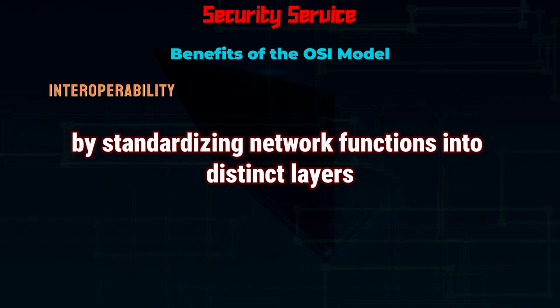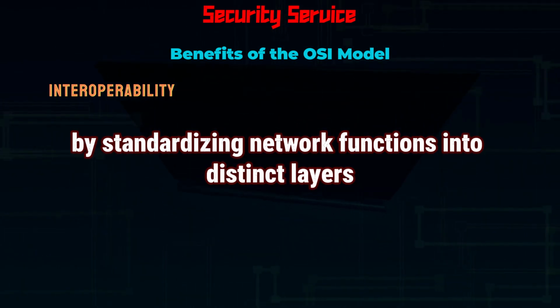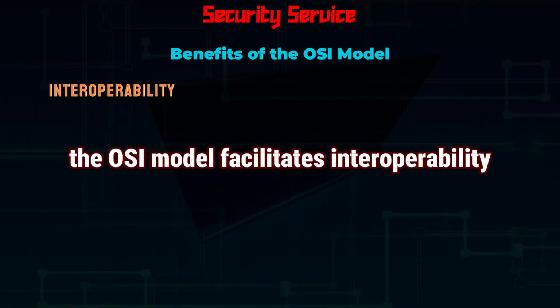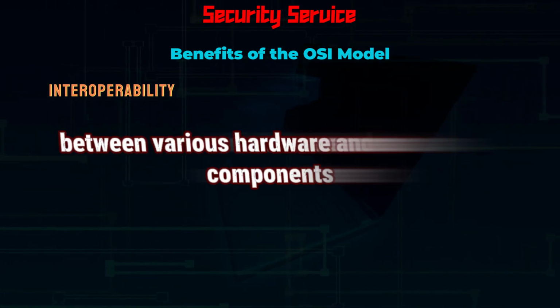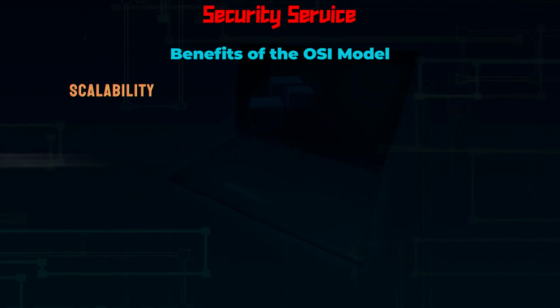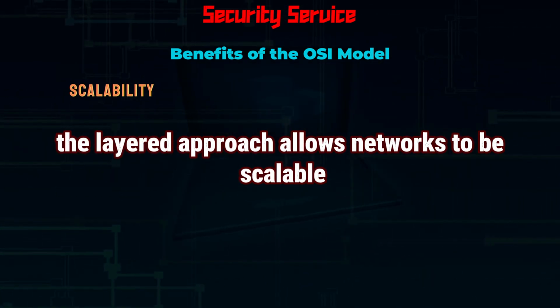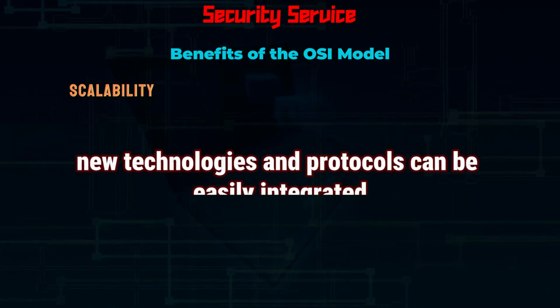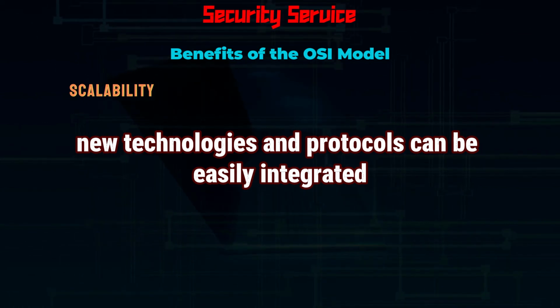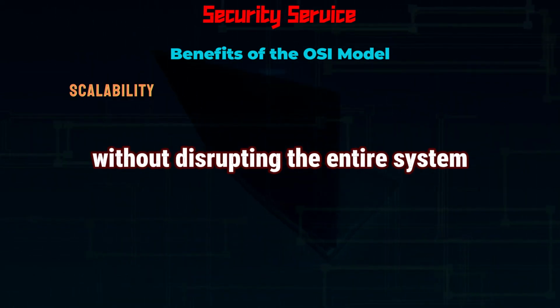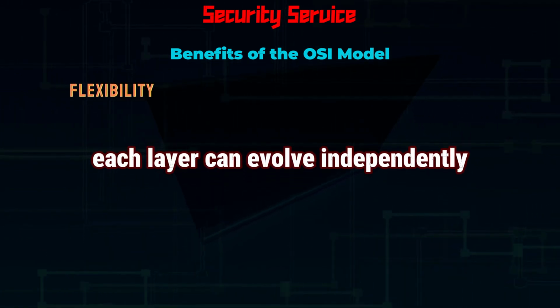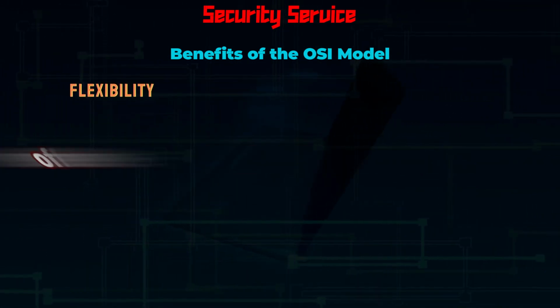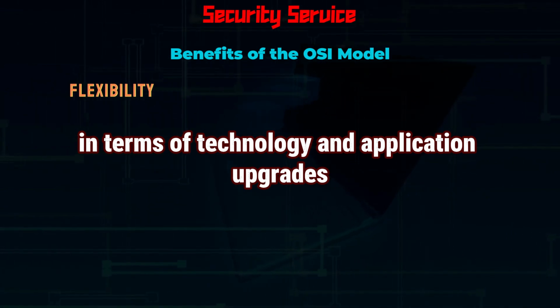Interoperability. By standardizing network functions into distinct layers, the OSI model facilitates interoperability between various hardware and software components. Scalability. The layered approach allows networks to be scalable. New technologies and protocols can be easily integrated without disrupting the entire system. Flexibility. Each layer can evolve independently, offering flexibility in terms of technology and application upgrades.